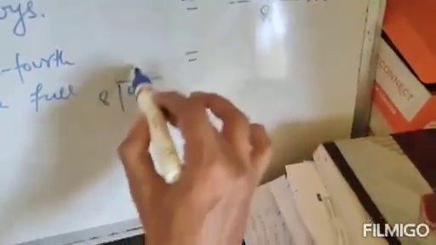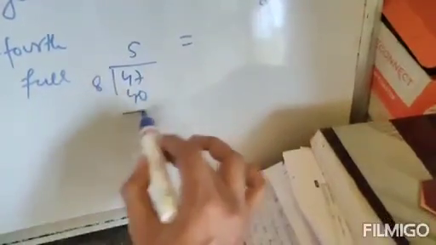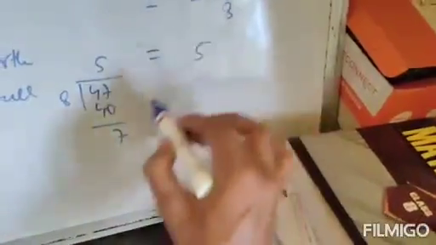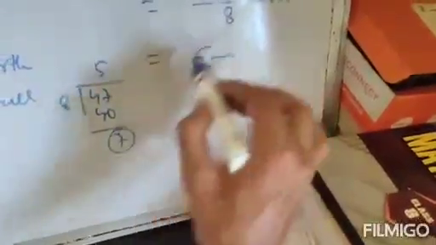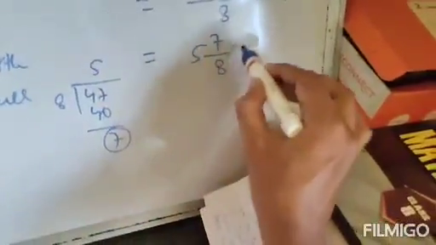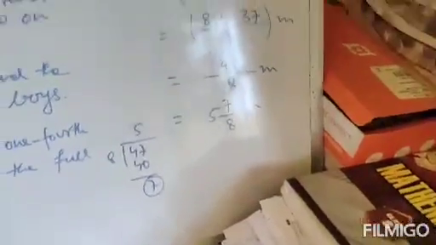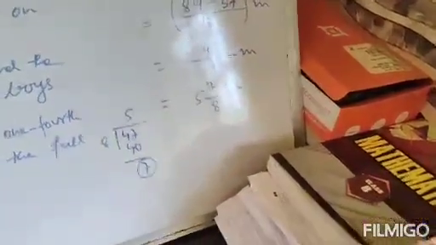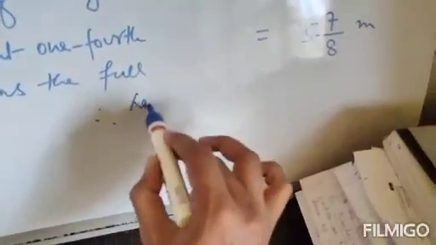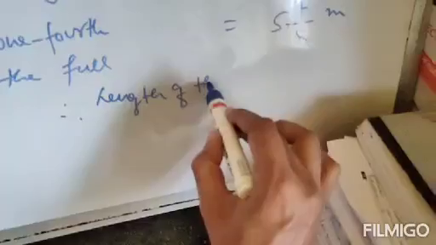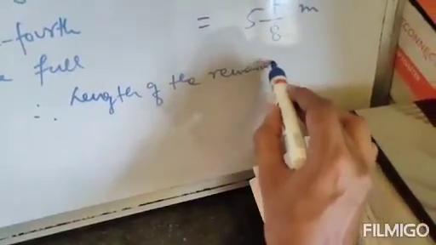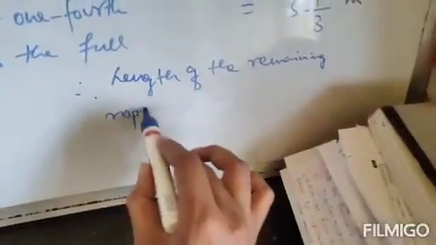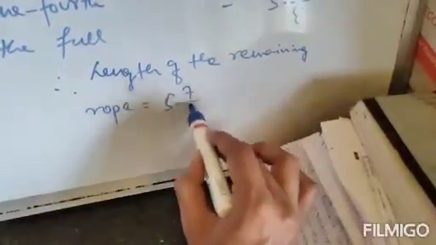Now converting it into a mixed fraction. Do this in your rough space. 47 divided by 8: 8 5s are 40, so the remainder is 7. So 5 is the quotient, 7 is the remainder and it will be in the numerator. 8 is the divisor, so it will be in the denominator. So 5 7/8 meter. Clear? So this is the answer. Write the answer here: length of the remaining rope equals 5 7/8 meter. This is your answer. Clear?